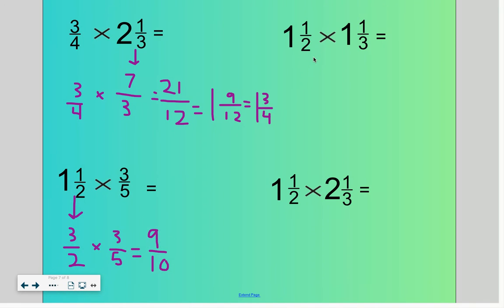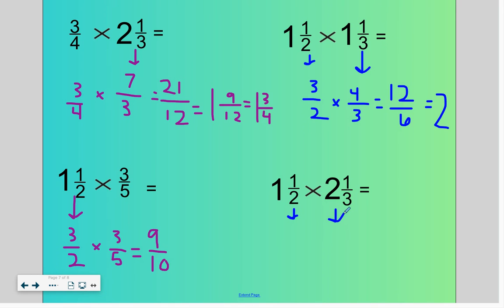Here I have 2 mixed numbers, so you need to draw an arrow beneath both and convert both into improper fractions. So we have 3/2 and 4/3, which equals 12/6, which equals 2. And then finally, for this last problem, draw arrows beneath both. Convert both to improper fractions by doing that. Again, you can review my other video on converting improper fractions to mixed numbers and mixed numbers to improper fractions.